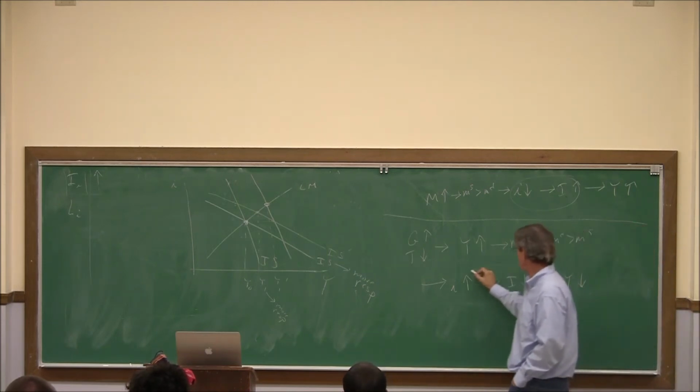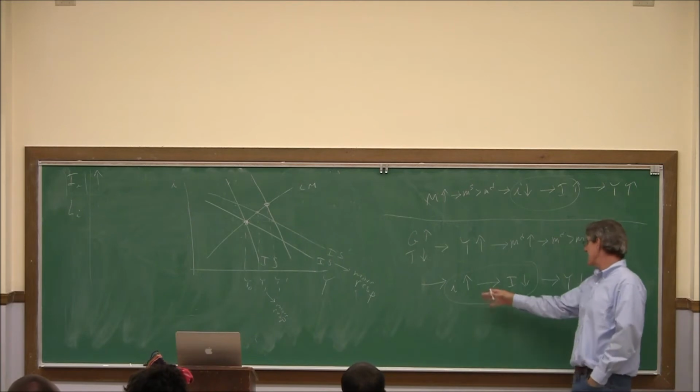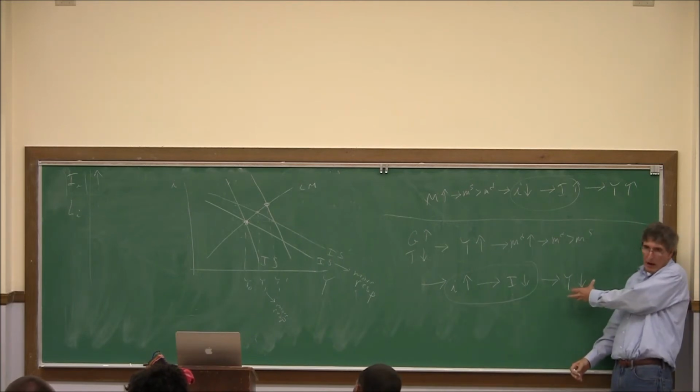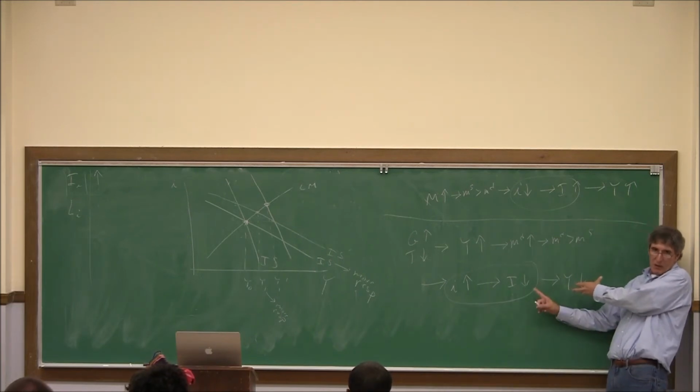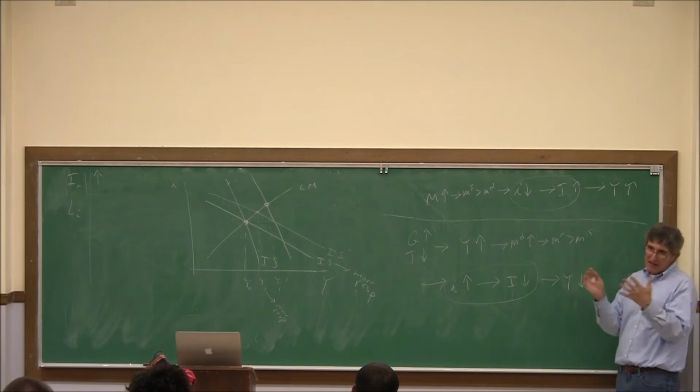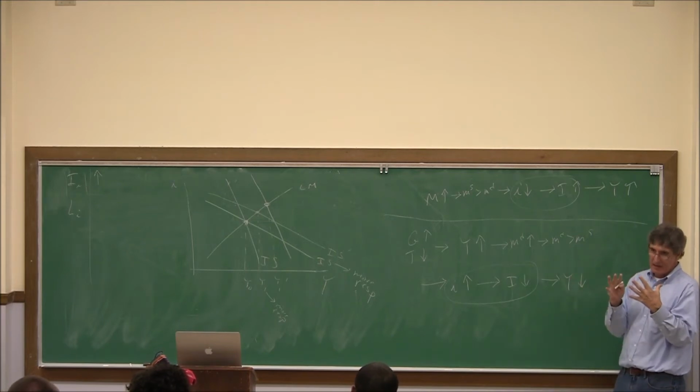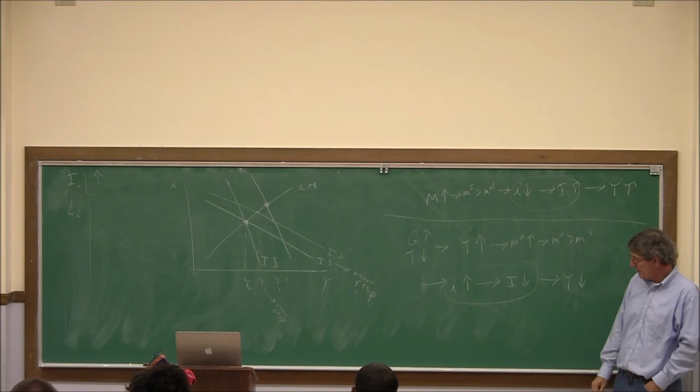So again, here is the responsiveness. This is crowding out. You get more crowding out when you have a more responsive investment to the interest rate. And the more crowding out you have, the less effective policy is going to be, because your offset is even bigger.